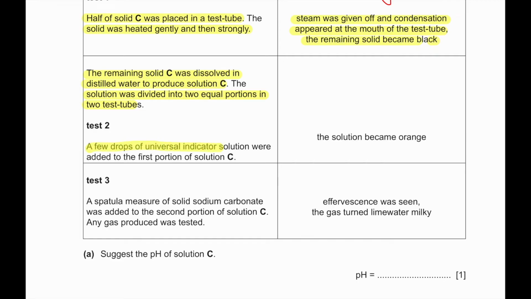A few drops of universal indicator solution were added to the first portion of solution C. The solution became orange, weakly acidic. When universal indicator turns orange, it means acidic, and it means a weak acid.